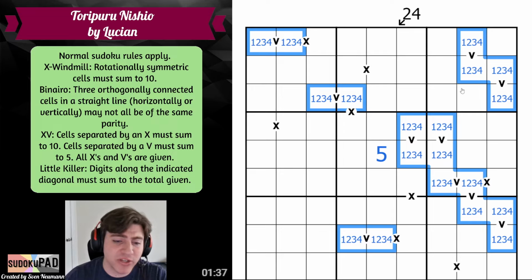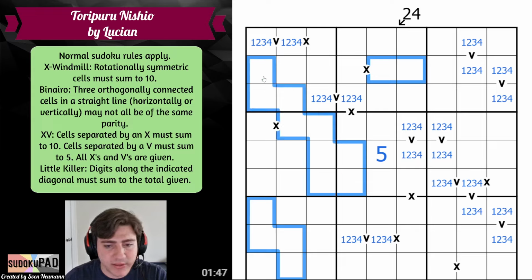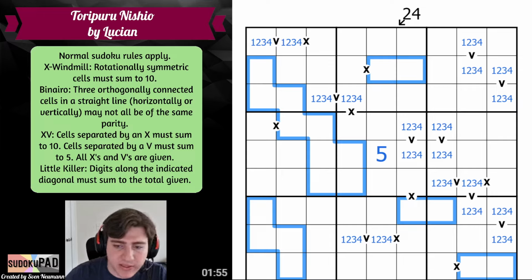And any of our rotationally symmetric cells must sum to 10, which means anything opposite a low digit must be a high digit. So we'll go through, we'll do that, follow our thing the whole way through. All right, these will be from the set. Let me make sure I switch off my letters.